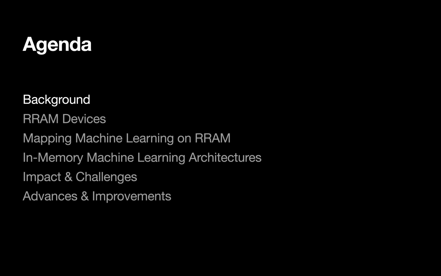This presentation will flow as follows. First, background information on machine learning's computational demand and its impact on von Neumann and in-memory computing architectures. Next, the basic operation and structural design of RRAM devices will be covered, followed by examples demonstrating how RRAM devices are used for machine learning purposes. Then, the architectural approaches to in-memory computing are discussed, and the presentation will end with some of the challenges posed and advances or efforts made to combat them.